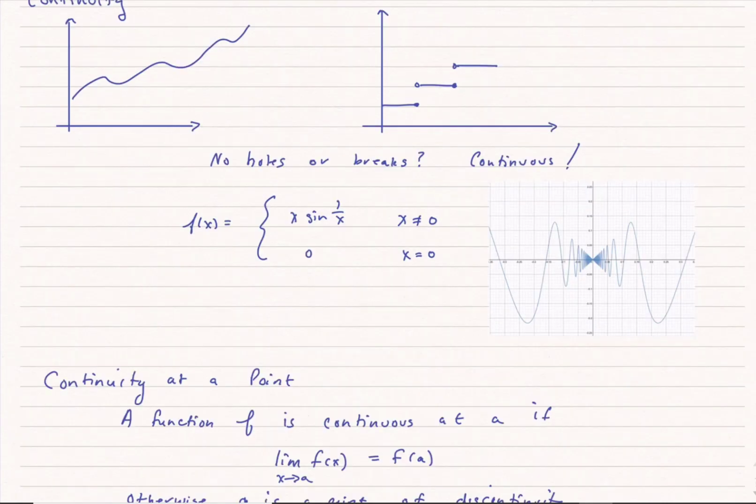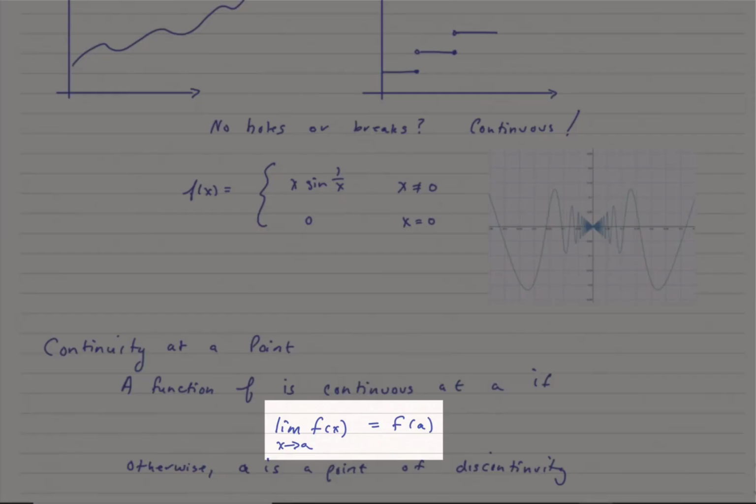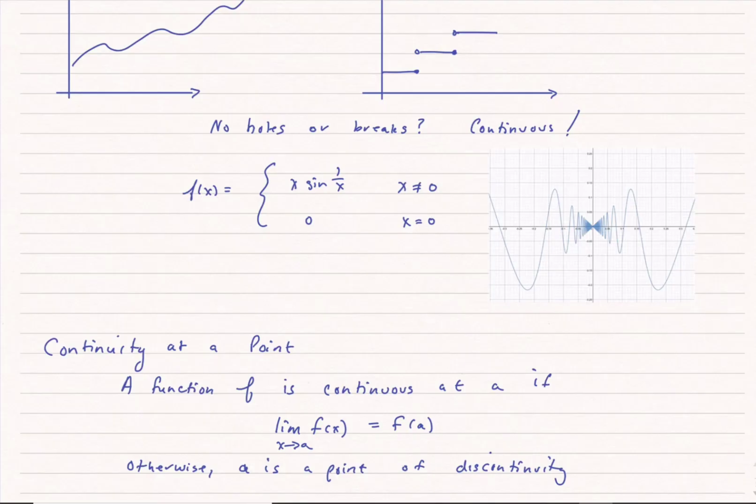So we're going to come up with a formal definition of what it means to be continuous at a point. And here's my more formal definition. A function f is continuous at a particular point a if the limit as x approaches a of f of x equals f of a. That means it's the same whether I plug in a into the function or if I look at the limit. Otherwise, a is a point of discontinuity.